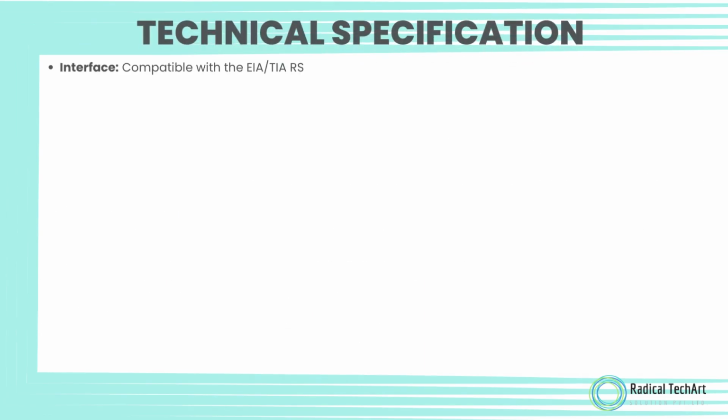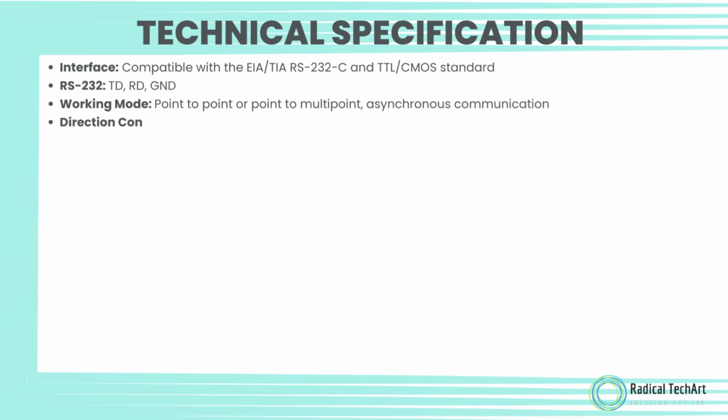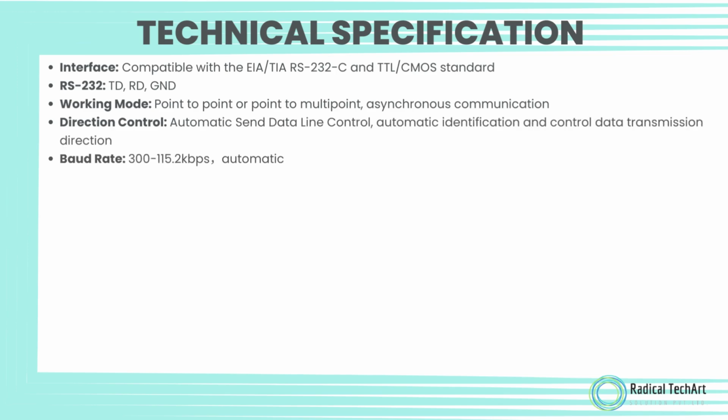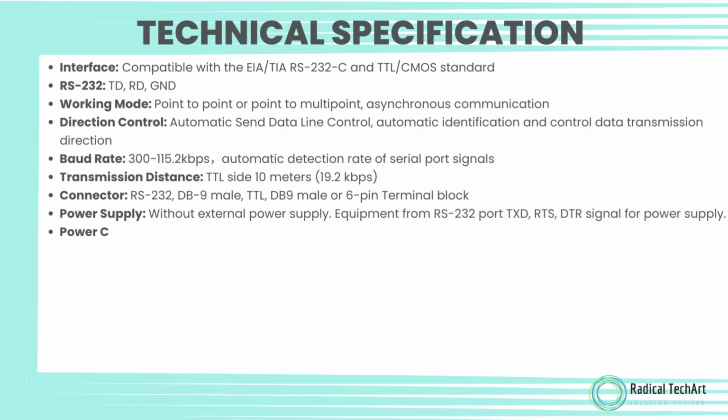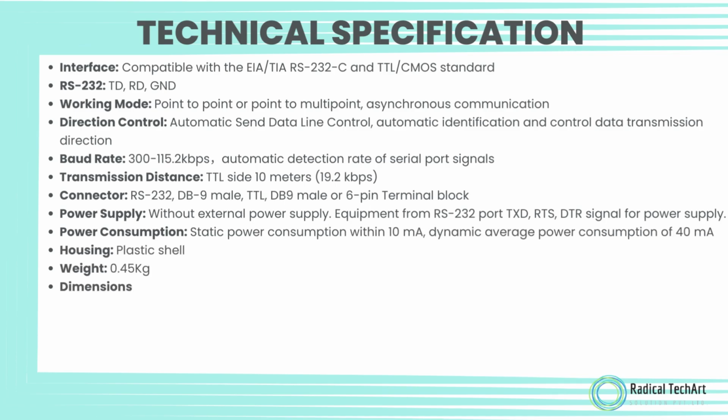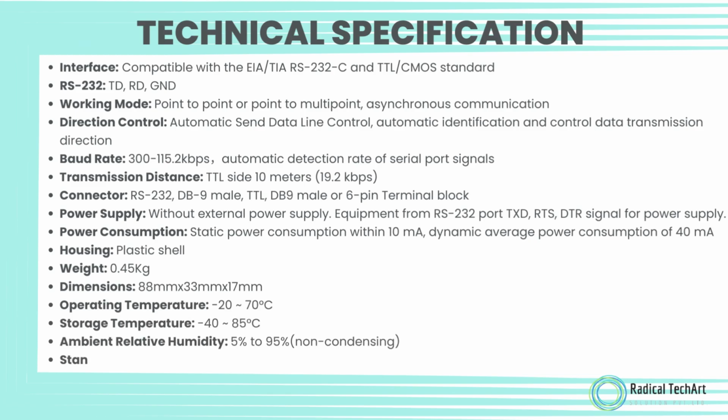Technical specification. Interface, compatible with the EIA/TIA RS-232C and TTL/CMOS standard. RS-232: TD, RD, GND. Working mode, point-to-point or point-to-multipoint, asynchronous communication. Direction control, automatic send data line control, automatic identification and control of data transmission direction. Baud rate, 300 to 115.2 kbps, automatic detection rate of serial port signals.